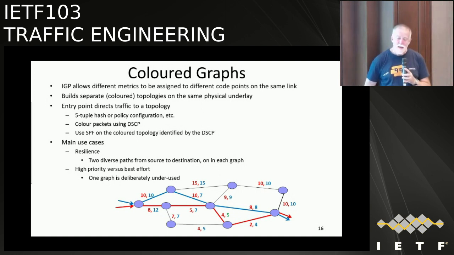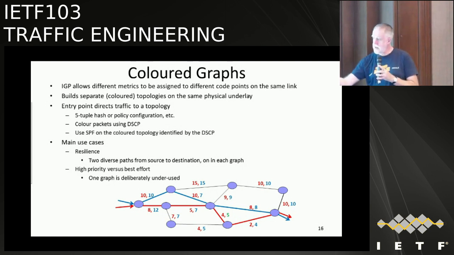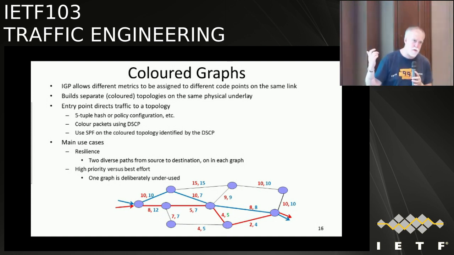So what it means is when you've got some traffic to inject, you can make a decision. I'm going to call this blue traffic, and it will get routed through the network on the blue graph. Or I'm going to call this red traffic, and it will go through the network on the red graph. How you actually make that decision, well, that's a local policy choice. You might make it per customer, or you might just hash the source and destination address into a bucket and say all of that traffic goes on one graph.